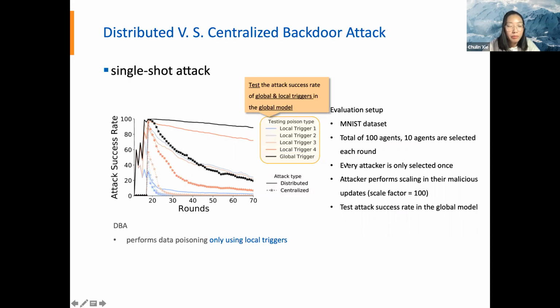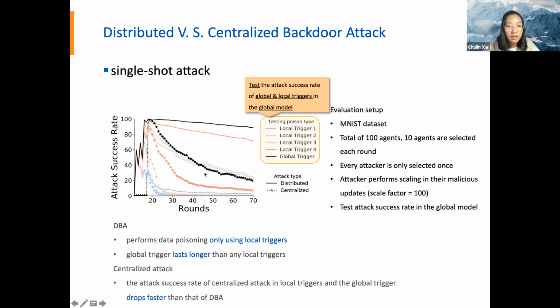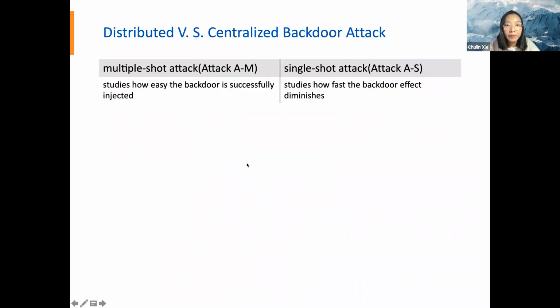In DBA, we know that DBA performs data poisoning only using local triggers, but the global trigger lasts longer than any local triggers. And for the centralized attack, the attack success rate of the centralized attack in local triggers and the global triggers drops faster than that of DBA. In summary, the multiple shot attack studies how easy the backdoor is successfully injected, and the single shot attack studies how fast the backdoor effect diminishes.